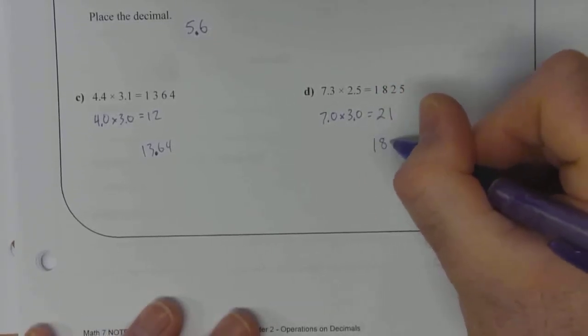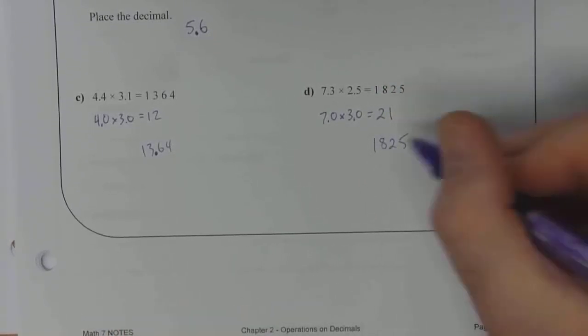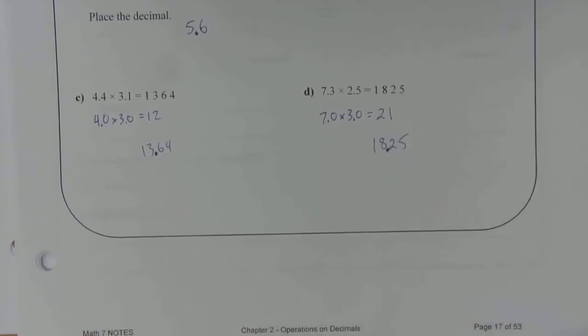So using 1, 8, 2, 5 to get close to 21 is going to be 18.25. And that is, again, confirmable with the calculator.